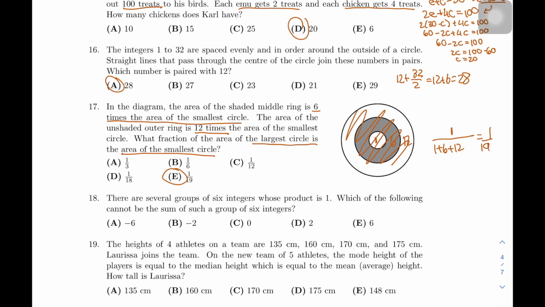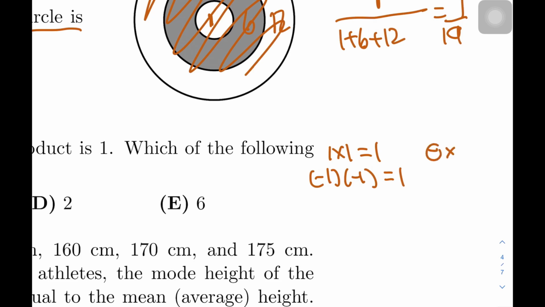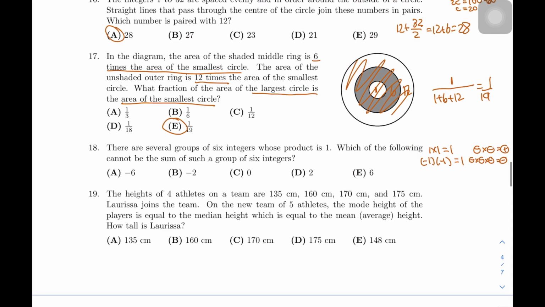There are several groups of 6 integers whose product is 1. Which of the following cannot be the sum of such a group of 6 integers? If you think about it, the integers whose product is 1 are really only 1 times 1, giving you 1, and negative 1 times negative 1, also giving you 1. But you also know that negative times negative is positive, but negative times negative times negative is negative.